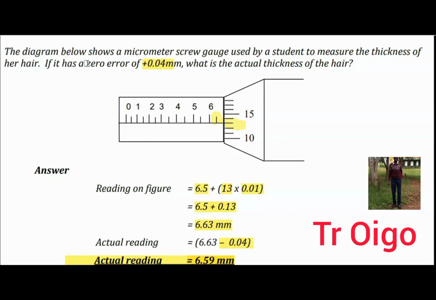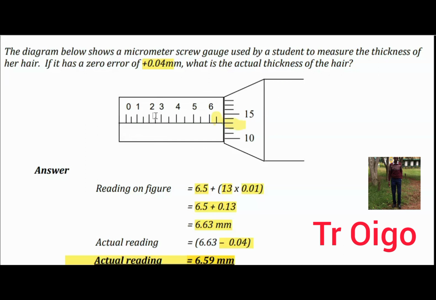I just want us to go through this particular question. The question goes that the diagram below shows a micrometer screw gauge that is used by a student to measure the thickness of a hair. If it has a zero error of positive 0.04 millimeters, what is the actual thickness of the hair? Now, the micrometer screw gauge is actually provided here.